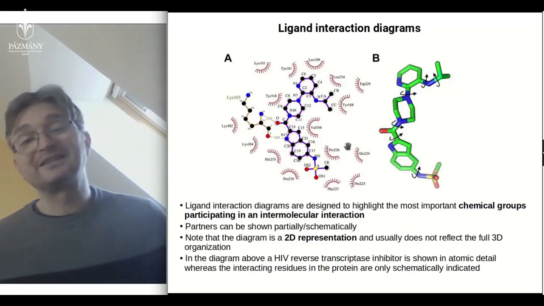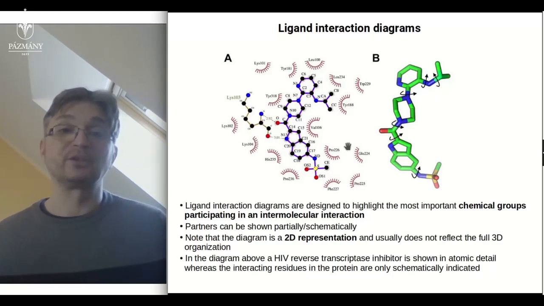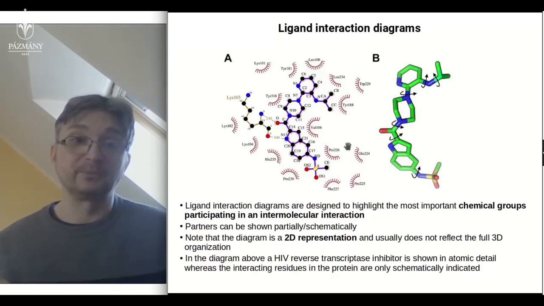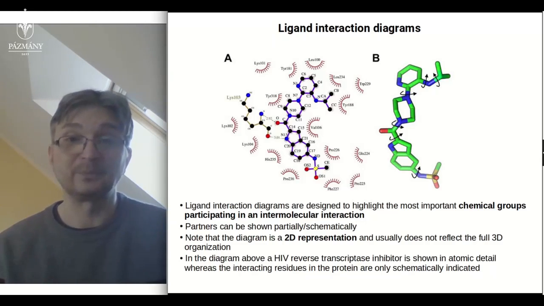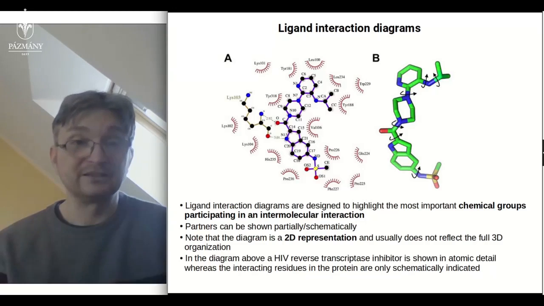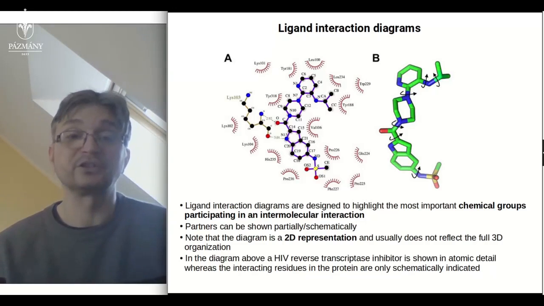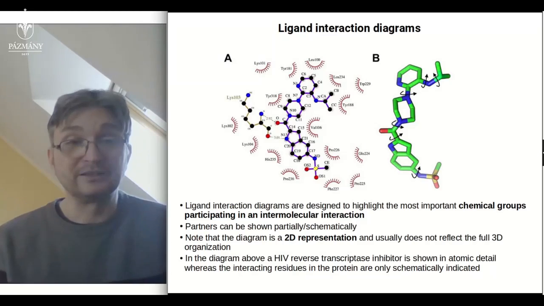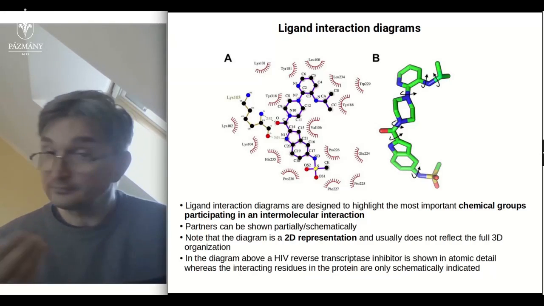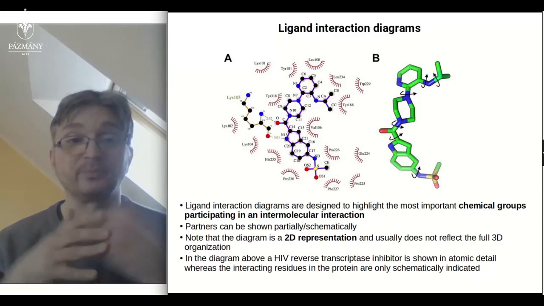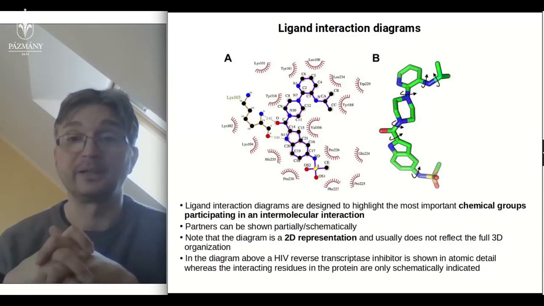It's important that, similar to 2D topology diagrams, such ligand interaction diagrams also do not capture all three-dimensional aspects and details of the binding interaction. They are designed to highlight the most important interactions and to show the residues that make up the binding site in order to understand why, for example, a specific mutation might influence or disrupt the binding interactions.